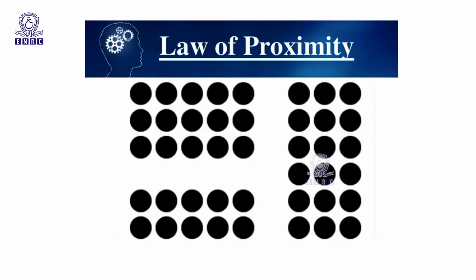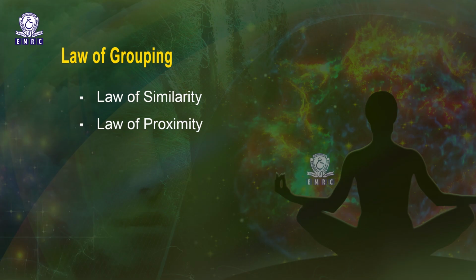For example, in the above picture, as I told earlier, all the circles are the same, but because the space between the circles is different, we automatically tend to divide them into groups. Now, another law of grouping, we call it the law of closure.